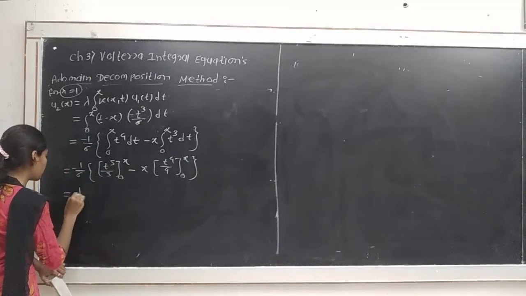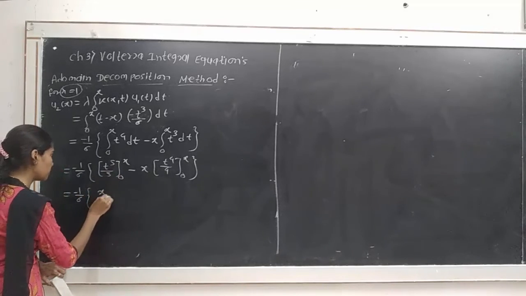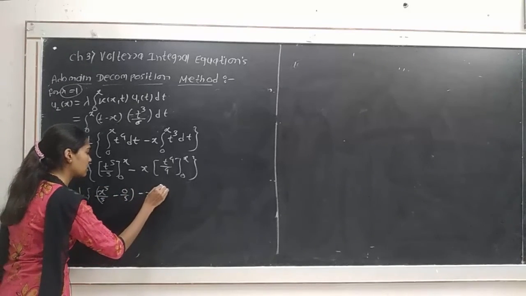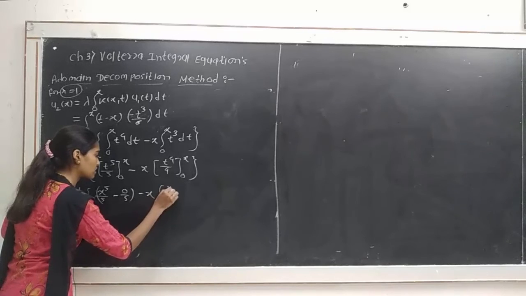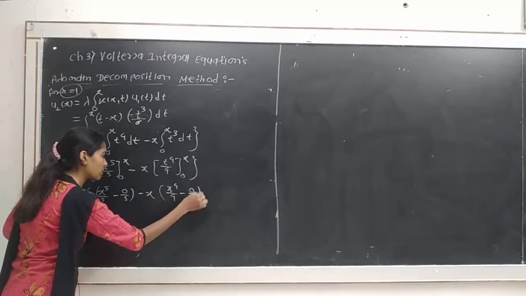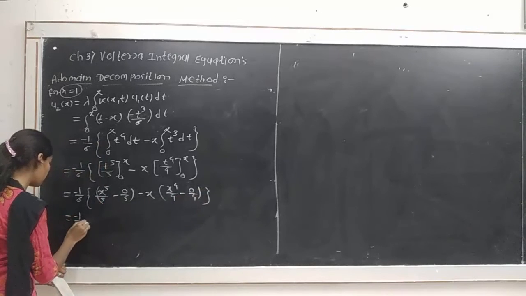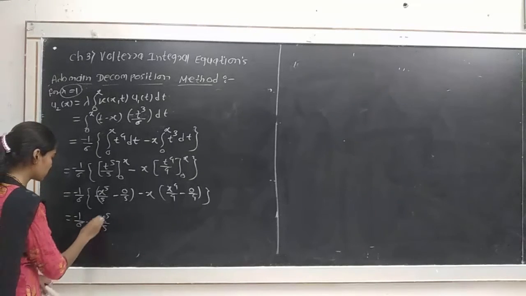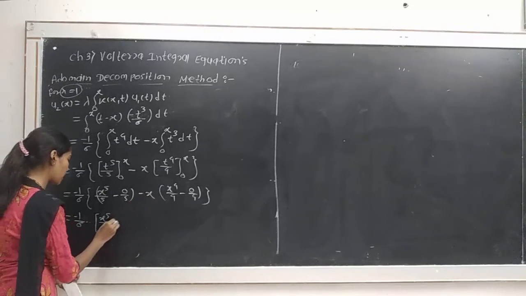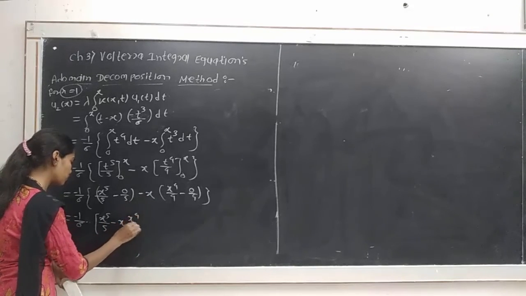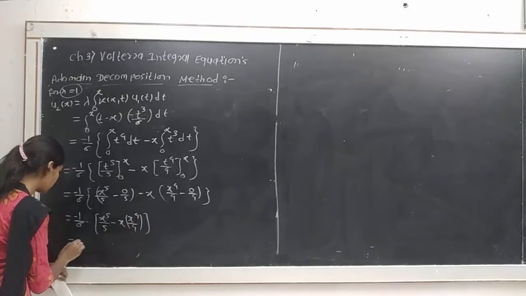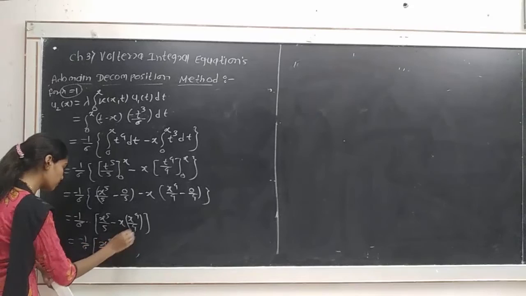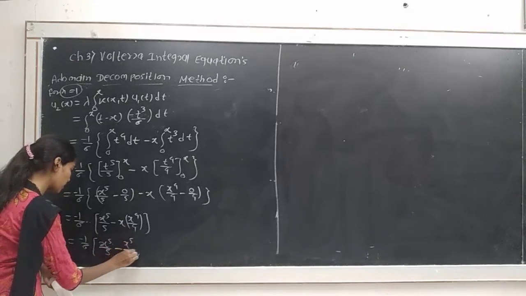So we have minus 1 divided by 6. By putting limits, x raised to 5 divided by 5 minus 0 divided by 5, minus x times x raised to 4 divided by 4 minus 0 divided by 4. By simplifying, we get minus 1 divided by 6 into the bracket x raised to 5 divided by 5 minus x raised to 5 divided by 4.